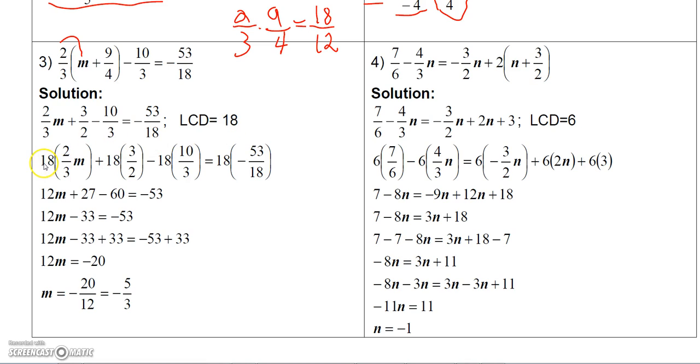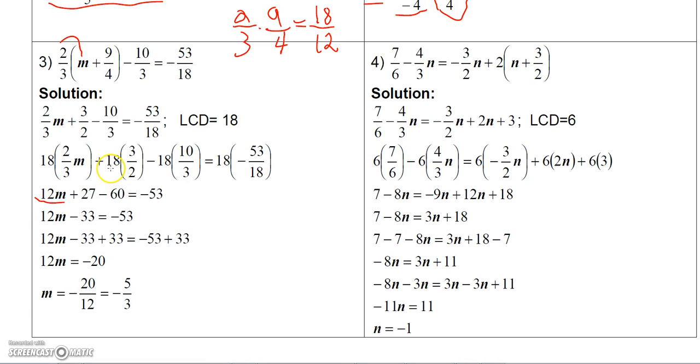So now let me multiply each term by 18. So 18 times 2/3. Now remember, you can do the shortcut. Divide 3 into 18, which is 6, and 6 times 2 is 12 to get 12m. Or you could just think of this as 18 times 2/3, and 18 times 2 is 36 divided by 3. 36 divided by 3 would be 12. So either way, you're going to get 12m for that.